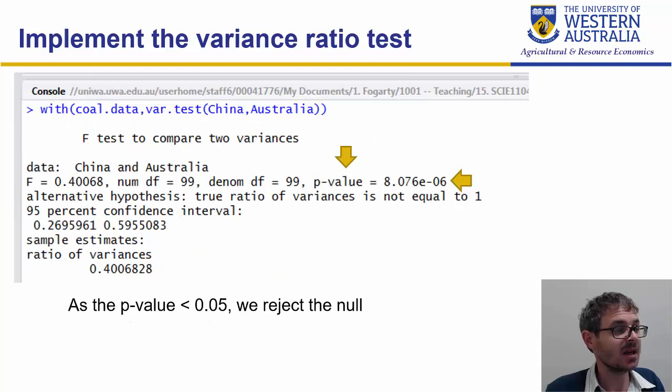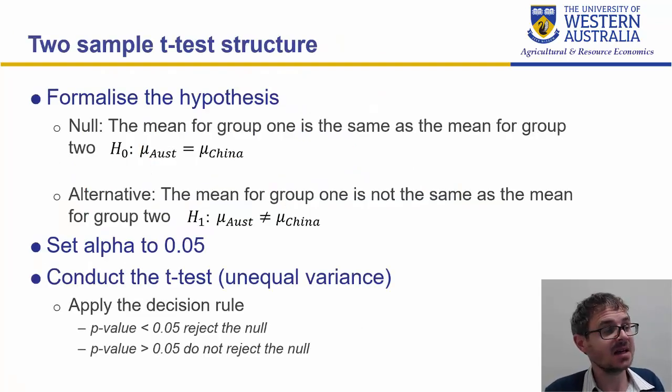If we know how to do that in R, you can see that with my coal data, which is the name of my data set, I apply the variance ratio test, and the command for the variance ratio test in R is var.test, and these are my 2 samples. Really we're just looking at the p-value here, and the p-value is less than 0.05, therefore we reject the null of equal variances, and we go on and implement the t-test with unequal variance. So we formalize our t-test. The mean for group 1 is the same as group 2: the China energy density is the same as the Australian coal energy density. The alternate is that the mean of group 1 is not the same as group 2.